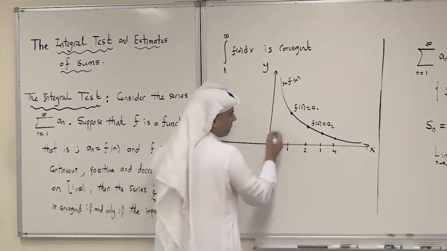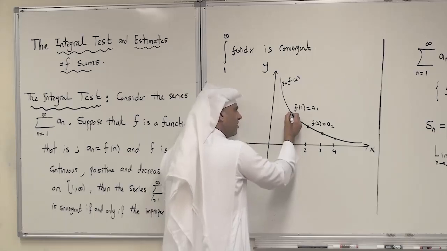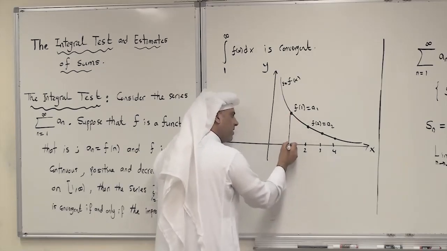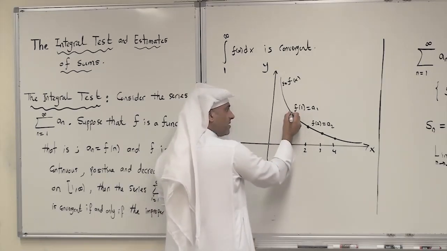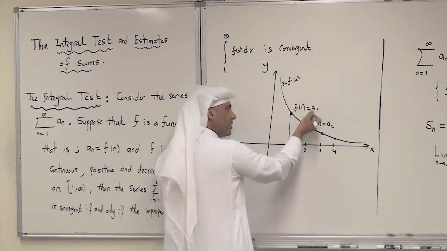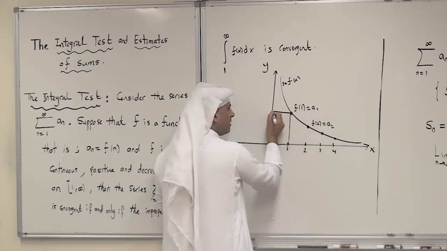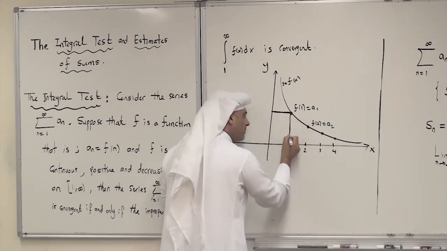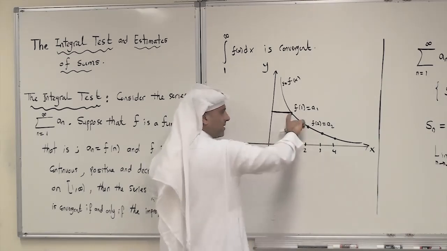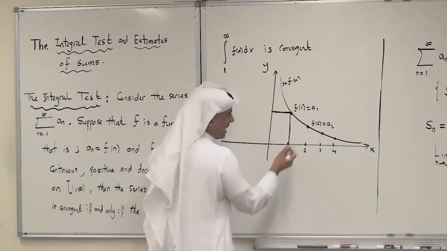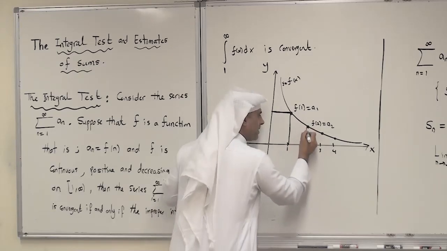The first one, I will form these rectangles. Look at n equal to 1. I have this image here, which is f of 1, which is A1. So I will form this rectangle here. This rectangle has a width equal to 1, and this is the height, which is A1. Going to the second one, I will form this rectangle like this.